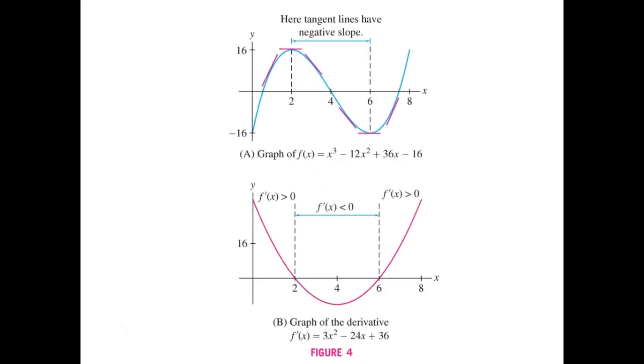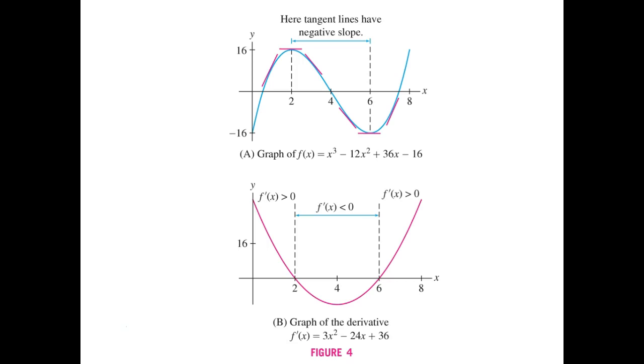This is figure 4 in your text on page 126 or somewhere thereabouts. Now, here is a function. F of x equals x cubed minus 12x squared plus 36x minus 16. Just a quick glance at that: it's not an odd function, not an even function. It's a neither function. It's a polynomial, but it has both even and odd exponent terms in it, so it's a neither.